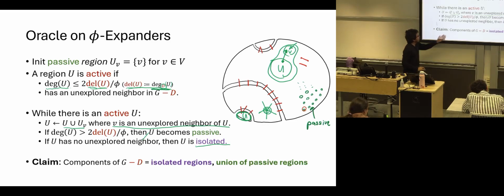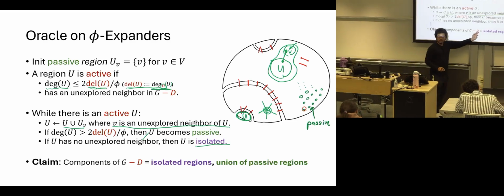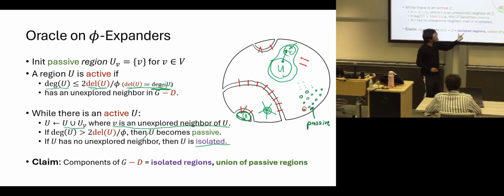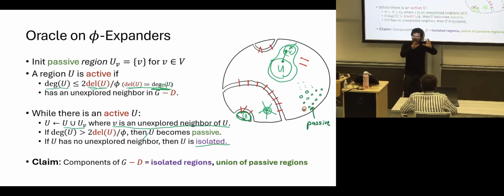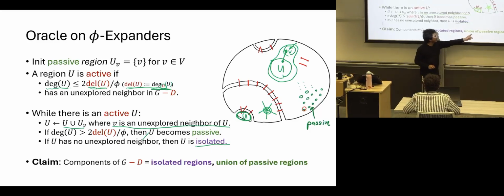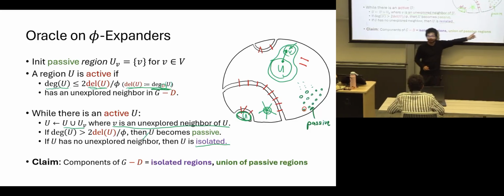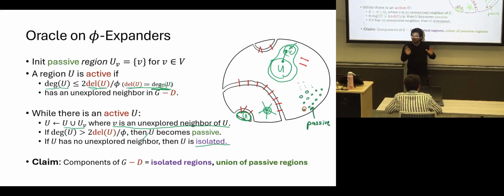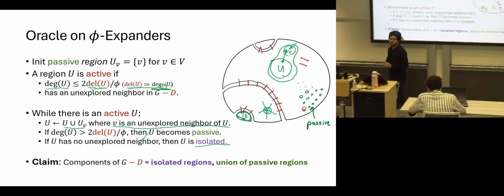The claim is that the components of G minus D really are just a bunch of isolated regions, each of them an isolated one. And the union of passive regions is just a giant one. Everything in the passive regions is actually in the same component. That's the claim.